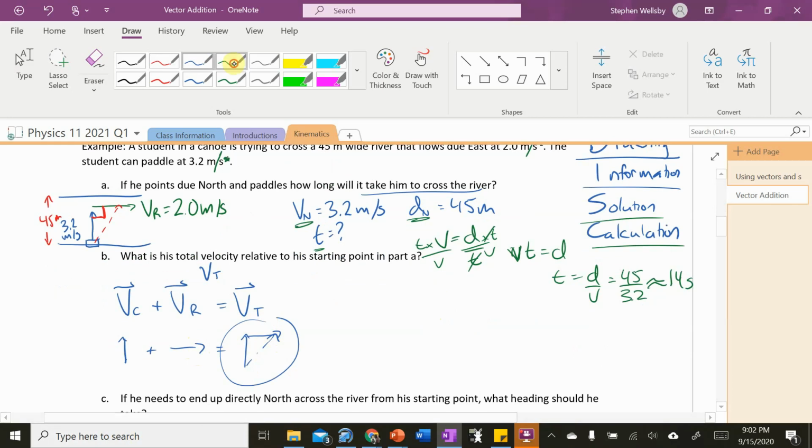This is the part that I would expect you to draw on a quiz, for example. So let's draw this a bit better. We've got the velocity of the canoe. This is 3.2 meters per second. And then we've got the velocity of the river, which is 2.0 meters per second. And we're trying to find out what the total velocity is going to be. I'll leave this for you to answer. Please pause the video and give this one a shot, and come back when you're done.